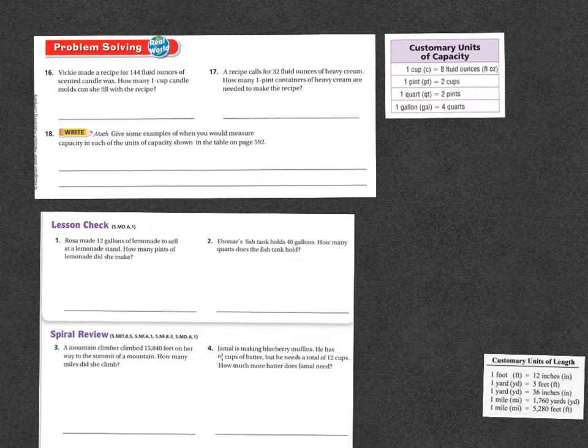All right, welcome to part 2. And so we're going to carry on with number 17. A recipe calls for 32 fluid ounces of heavy cream. How many 1 pint containers of heavy cream are needed to make the recipe?